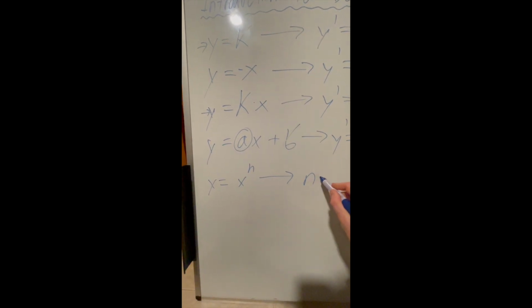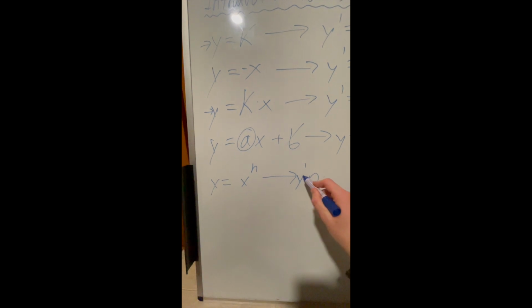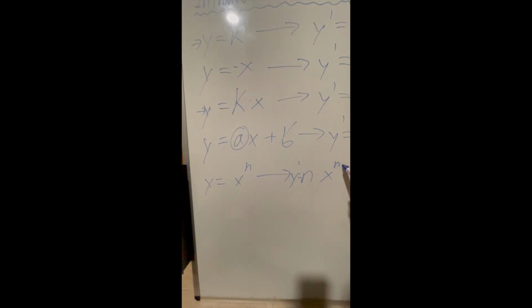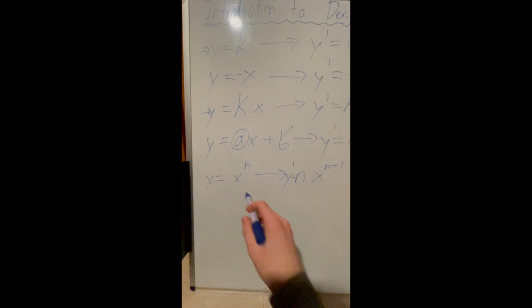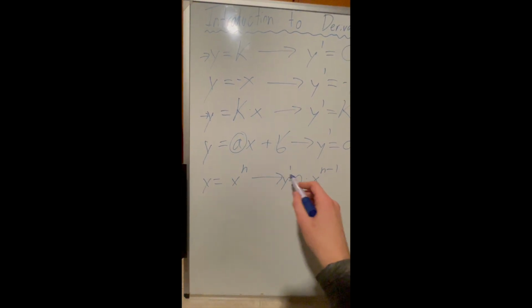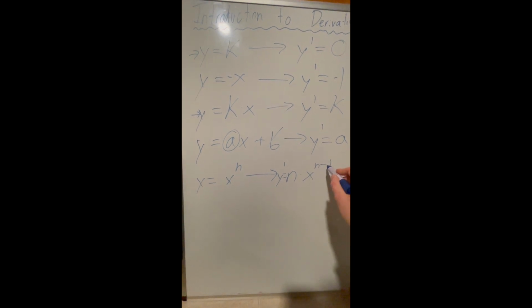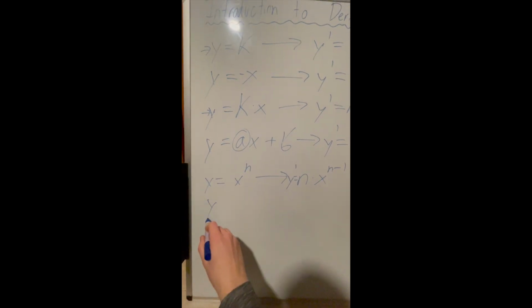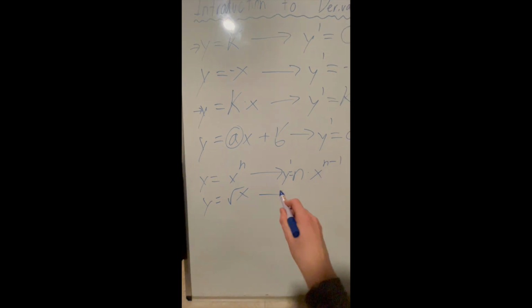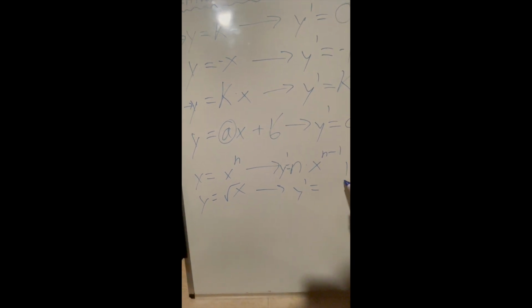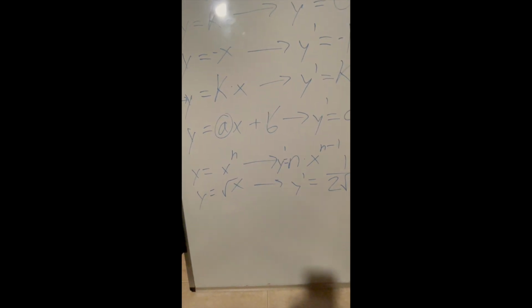There are other formulas as well, such as when the function is x to the power of n, and then our derivative would be y prime is equal to n times x to the power of n minus 1. So if we had x squared, or x to the power of 3, this would be 3x squared. Then if we have y equals square root of x, our derivative is 1 over 2 square root of x.